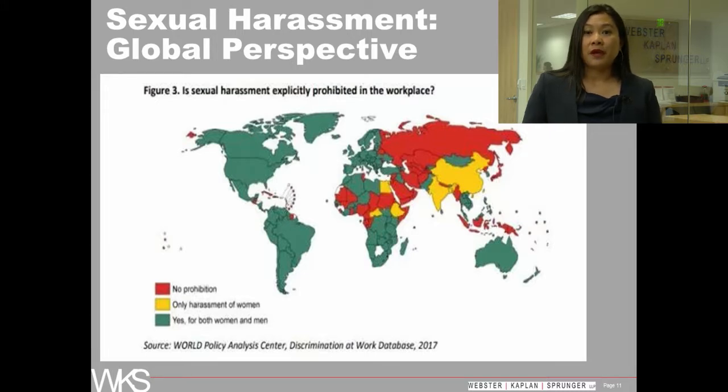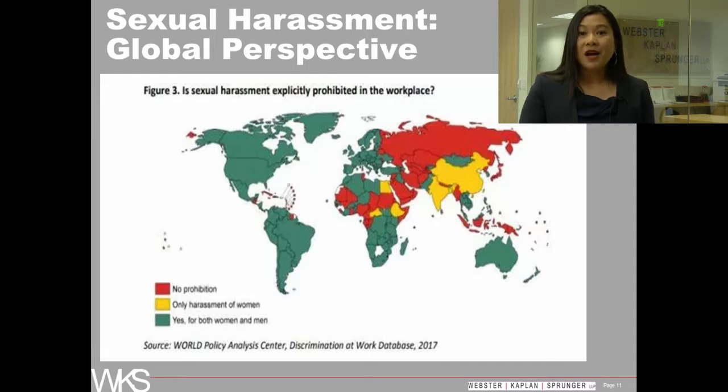So the New York Times ran this article in 2018, and it highlighted the different kinds of protections against sexual harassment in the workplace in these various countries. So you'll see the color coding here. The first grouping are countries highlighted in red, and these countries have no prohibition whatsoever regarding sexual harassment in the workplace. The countries in yellow have protections, but they're only protections for harassment against women.